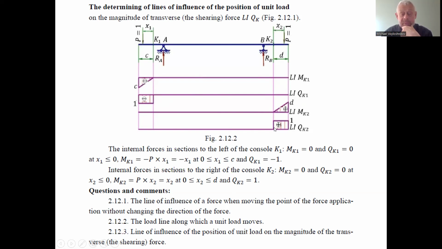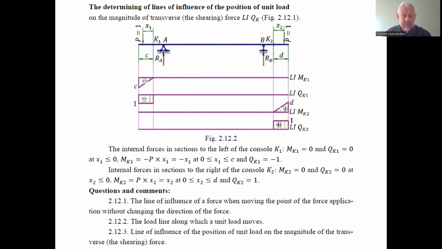The same on the right part, we have the evenly distributed shearing force. If the unit force is to the right of the point K2, there are no other forces to the right, so this is an even distribution. And we have the maximal bending moment in K2 if the force is located at the end. So the distribution is as indicated on this line of influence on the bending moment at point K. This is just explaining how we can use the balance equations to find the lines of influence when the load acts on the console part of the assigned beam.